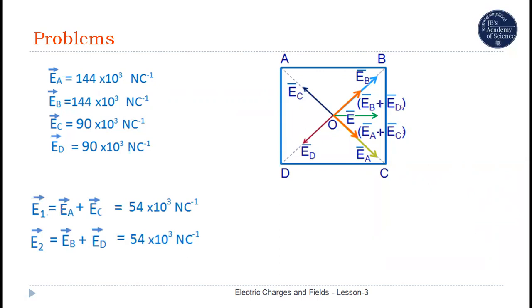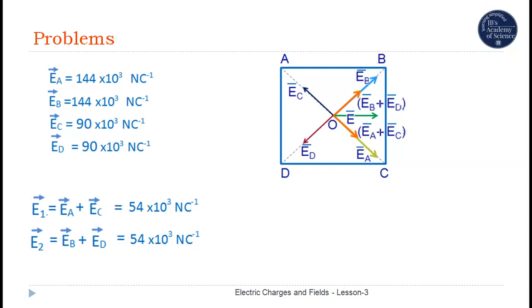Now, EA and EC are in opposite directions. Therefore, E1 is equal to EA minus EC, that is 54 into 10 to the power of 3 Newton per Coulomb. Similarly, E2 is equal to EB minus ED, which is again 54 into 10 to the power of 3 Newton per Coulomb.